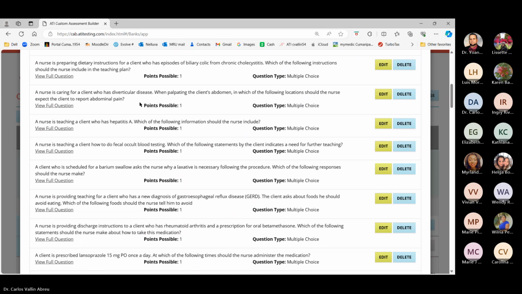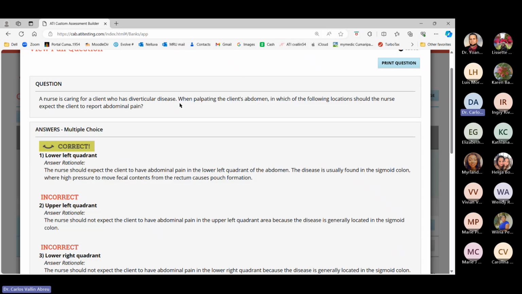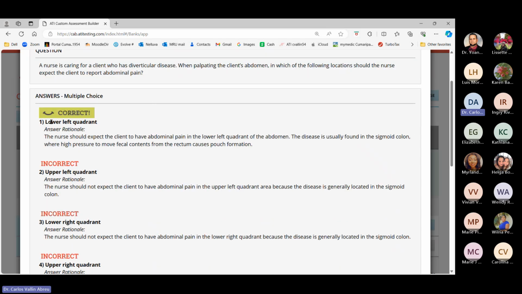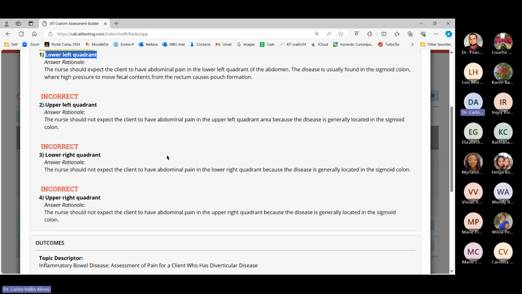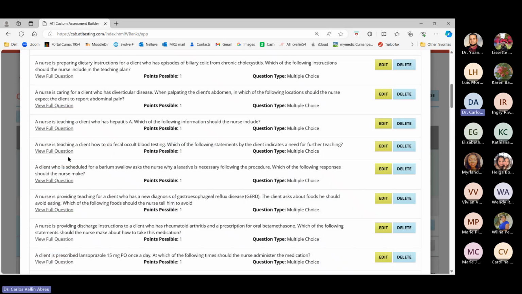A nurse is caring for a client who has diverticular disease. When palpating the client's abdomen, in which of the following locations should the nurse expect the client to report abdominal pain? Left lower quadrant. Remember, left lower quadrant. The others are not. Why? Because most diverticulitis is in the sigmoid, and the sigmoid is in the left lower quadrant. Sigmoid and descending colon are the sites of diverticulosis.